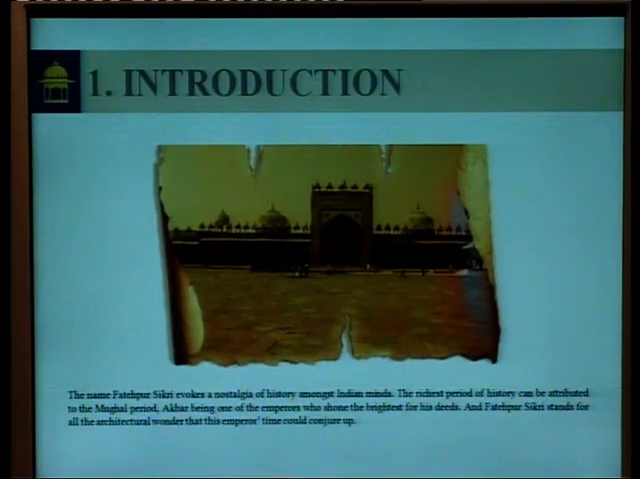So, as for the introduction, this visual is showing us the Jama Masjid at Fatehpur Sikri. The name Fatehpur Sikri evokes a nostalgia of history amongst Indian minds. The reason being that the buildings existing there today, even after 500 years of being built, are really very distinct, and they have been preserved as if frozen in time, I can say. This richest period of history can be attributed to the Mughal period, Akbar being one of the emperors who shone amongst the brightest for his deeds, and Fatehpur Sikri stands for all the architectural wonder that this emperor's time could conjure up.